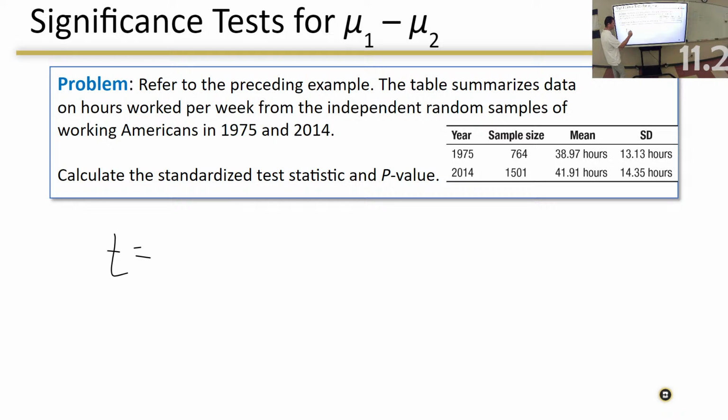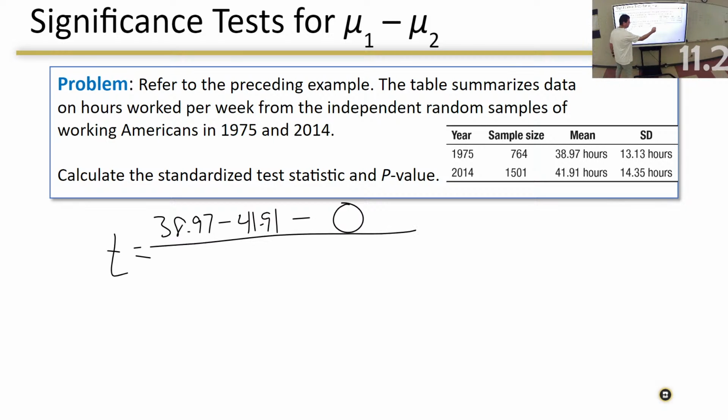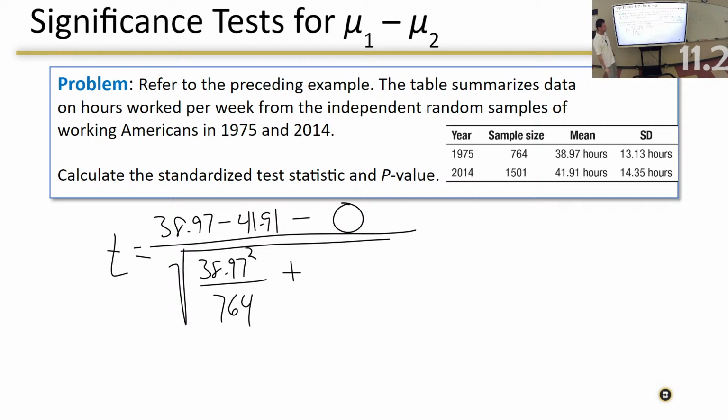Test statistic: x bar 1, 38.97 minus 41.91, minus 0. You don't have to put the minus 0, but I put it there. I like it. Helps me put a placeholder in there. Square root of 38.97 squared over 764, plus, almost put minus, 4191 squared over 1501.